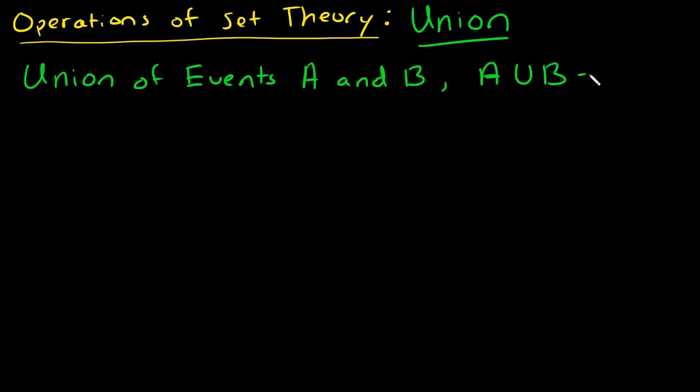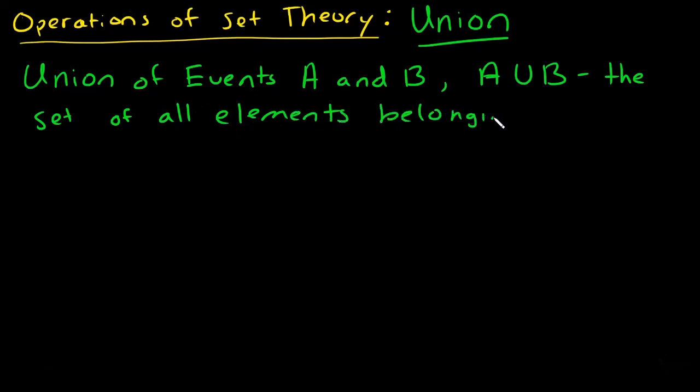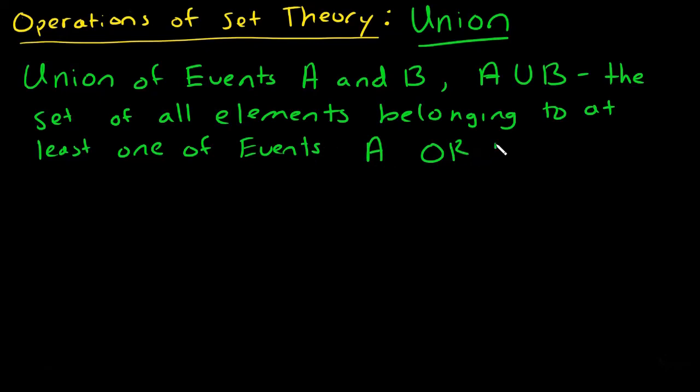And what is this? This is the set of all elements belonging to at least one of the events, A or B. So this keyword "or" is often tied to the idea of union. A or B.